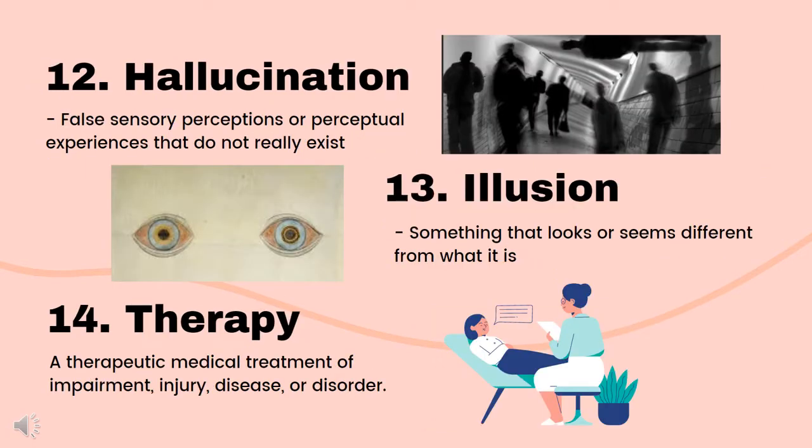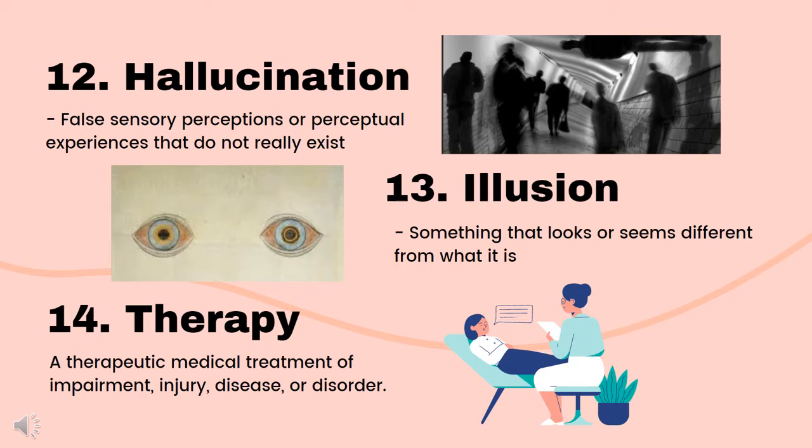Number 12, hallucination. Now, hallucination is a false sensory perception or perceptual experiences that do not really exist. An example of hallucination is voices talking to or about the client, voices demanding that the client take action, often to harm self or others, and are considered dangerous. Another example is electricity running through the body or bugs crawling on the skin.